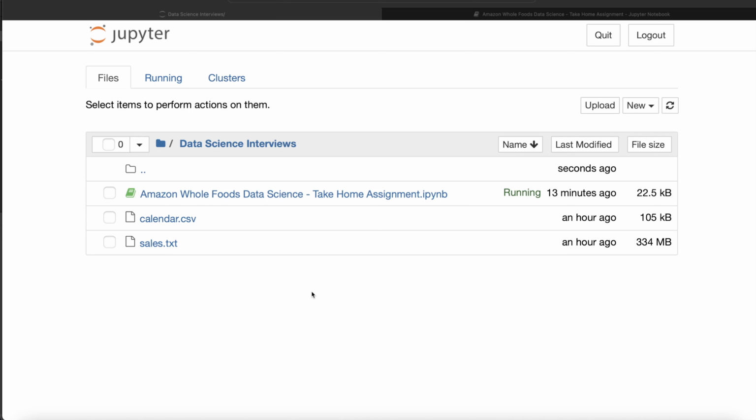In the email that I received from Amazon Whole Foods, I received two different data sets, calendar.csv and sales.txt. Now, sales.txt is a huge file: 334 MB for a .txt file is huge. This is because it has about 5 million rows. So that's a lot, right?